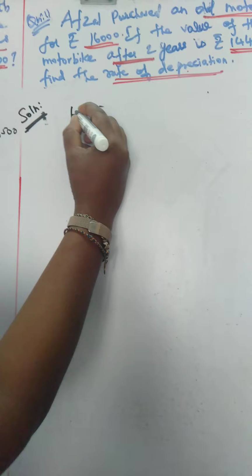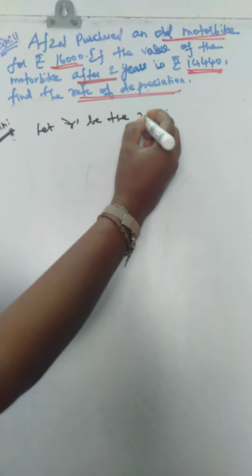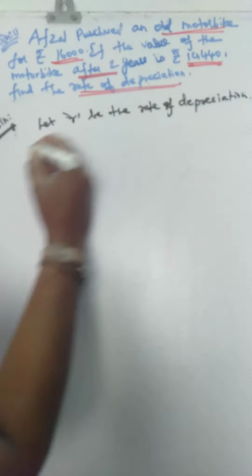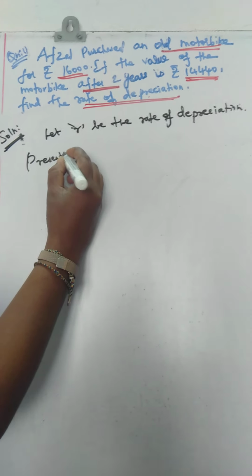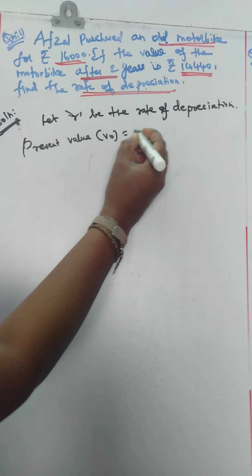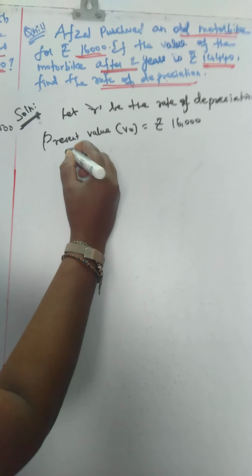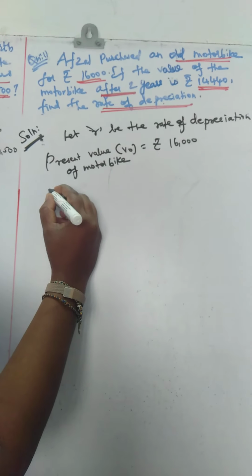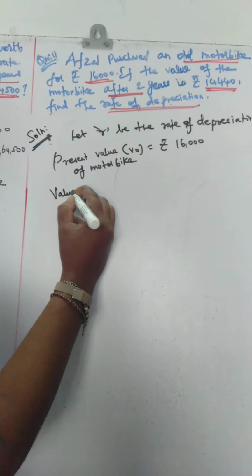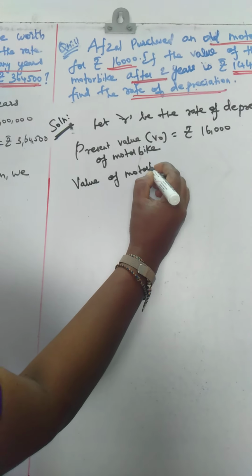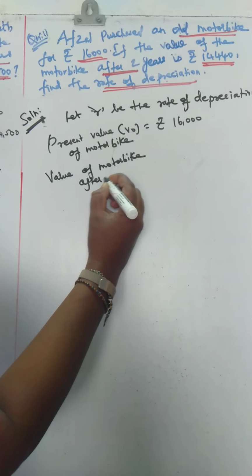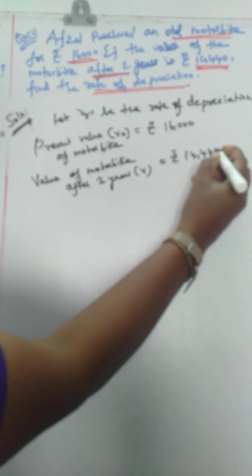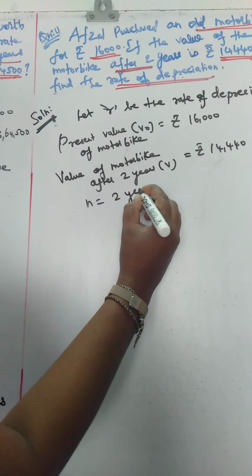So you want to find the rate of depreciation. So we are writing let R be the rate of depreciation, right? Then present value, that is V naught equal to rupee 16,000. That is present value of motorbike. Then next, value of motorbike after 2 years. That is V equals rupee 14,440. Then n here is 2 years, right?